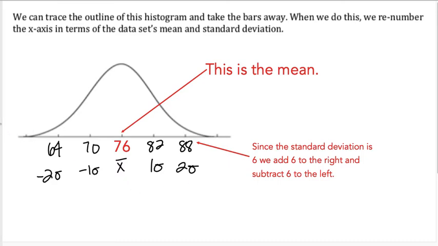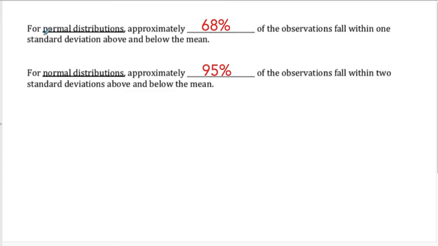So, a little vocabulary here. For normal distributions, approximately 68% of all data falls within 1 standard deviation above and below the mean. And for normal distributions, approximately 95%, so almost all of the data, falls within 2 standard deviations of the mean. So let's look at what that looks like on the normal curve.